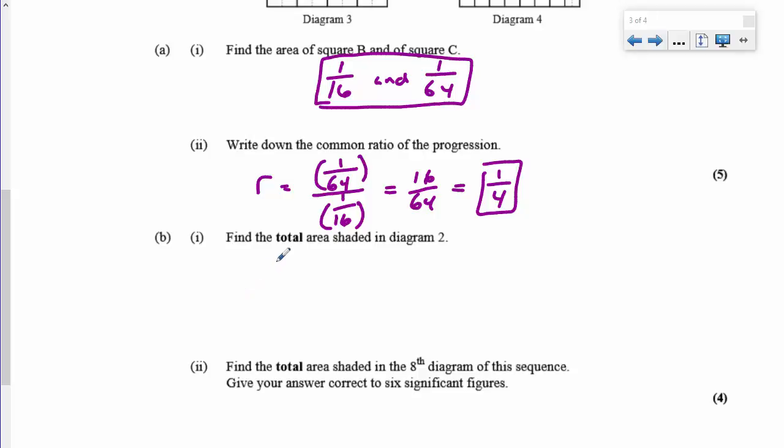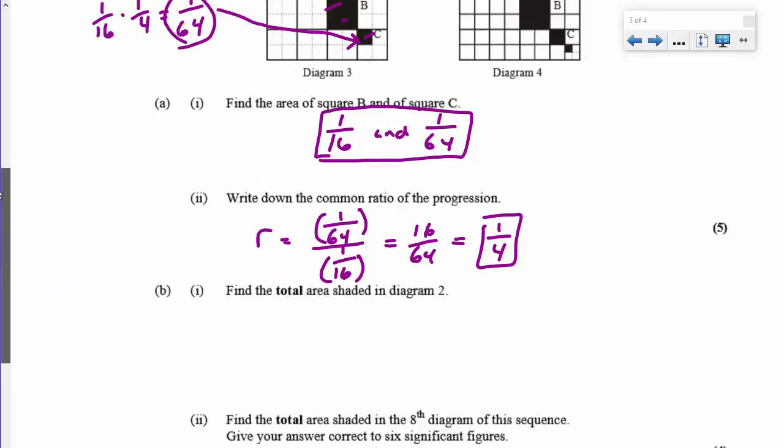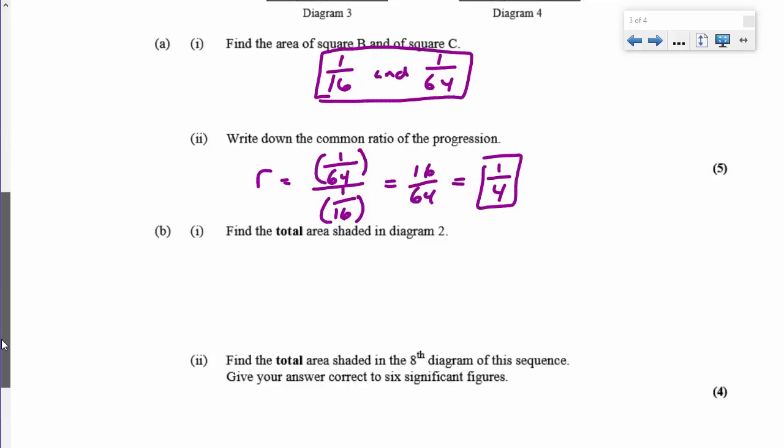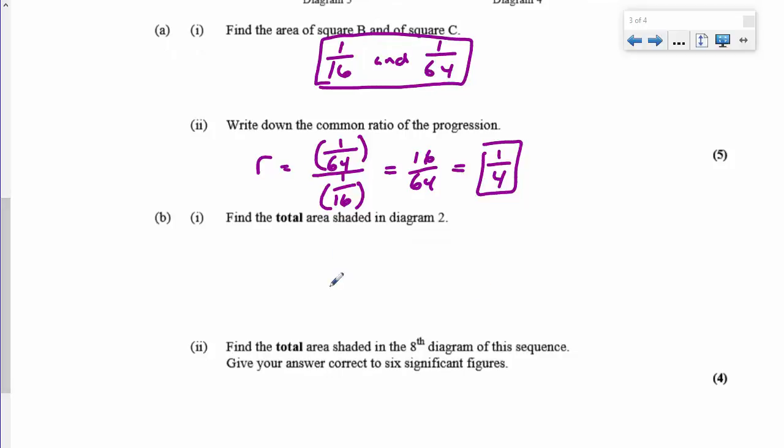It says, what is the total area of the shaded region in diagram 2? Diagram 2 is this square plus this square, so square A plus square B. We're going to add a fourth to 1 over 16. That's all we're doing. This is a skill of knowing how to add fractions, which we learned in middle school, hopefully. So 1 over 4 plus 1 over 16. We need a common denominator to add. To get this 4 to be the same thing as 16, I'm going to multiply the top and bottom by 4. So this is going to give me 4 over 16 plus 1 over 16. This answer will equal 5 over 16.